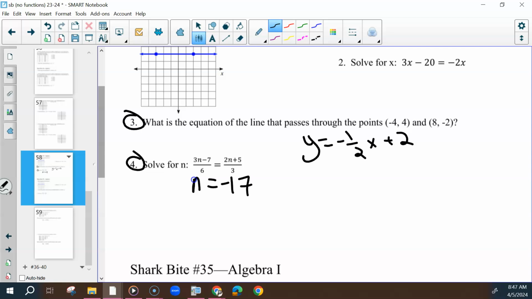Questions on either of those? Yes. I'm only showing things in Desmos because that's also what you should be doing.